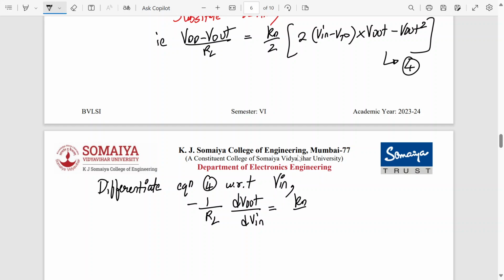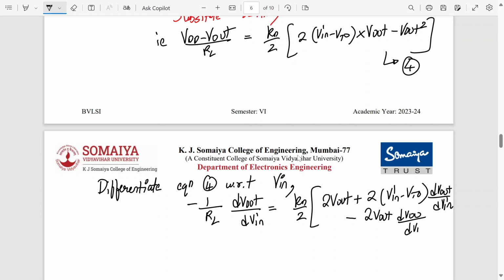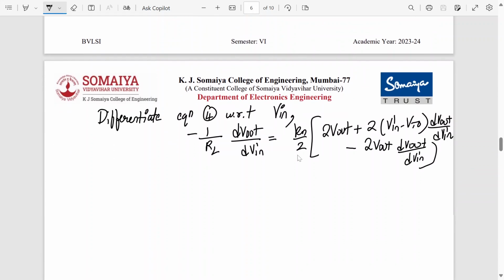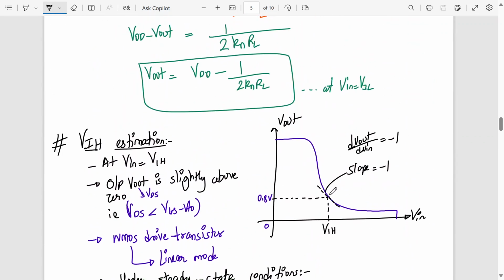It is equal to Kn by 2, twice V out, because it is a multiplication, right? So by the product rule we can find the derivative, so it is twice V out plus twice V in minus VTO into dV out by dV in. Okay, minus, what is the differentiation of x square? It is 2x, so 2 into V out into dV out by dV in. Okay, so the differentiation is ready. Now how do we find this point finally? Finally we find the value of VIH by taking the slope equal to -1.